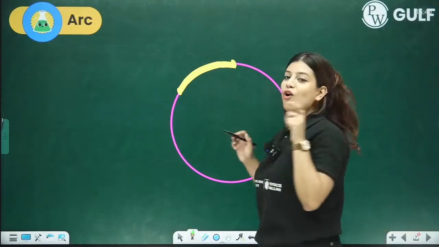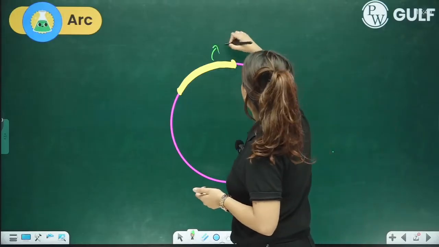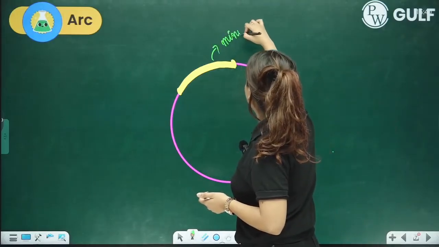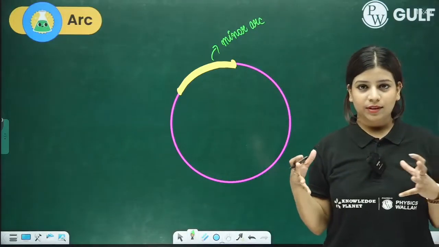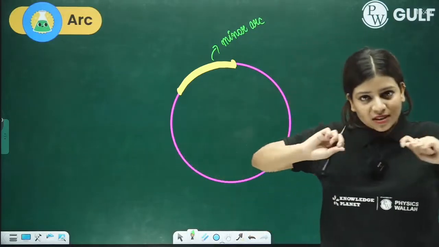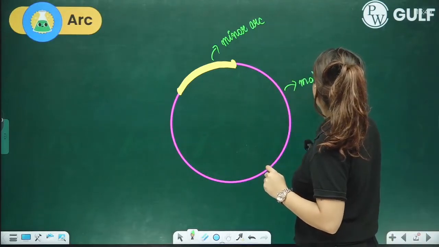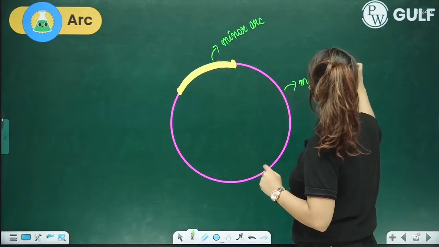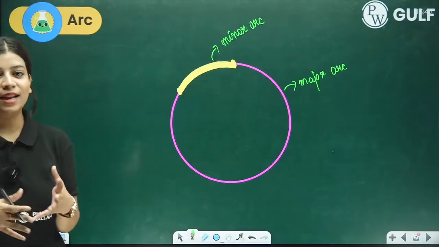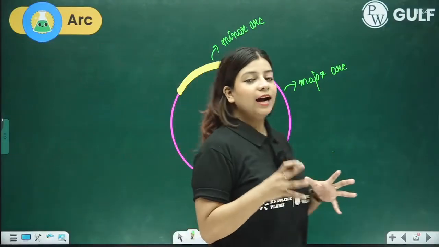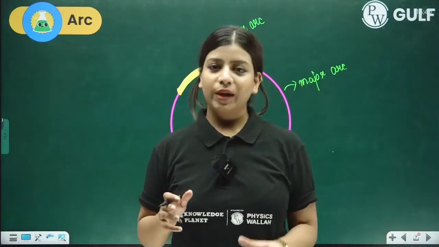So this yellow arc is comparatively small, so this is known as the minor arc. And this pink arc, which is more in quantity, lengthier, of greater length, is known as the major arc. So minor arc, the smaller one, major arc, the bigger one. I hope this part is clear to everyone about the arc. Arc is nothing but just a part of the circumference of the circle that we take.